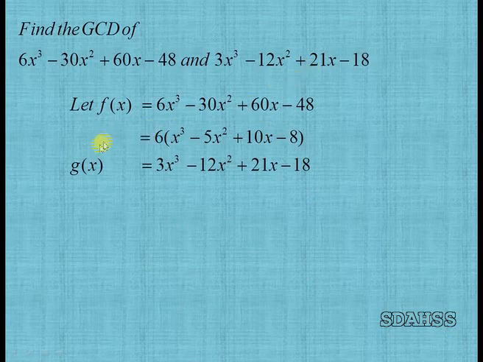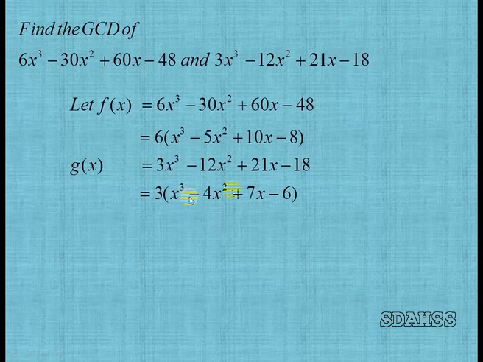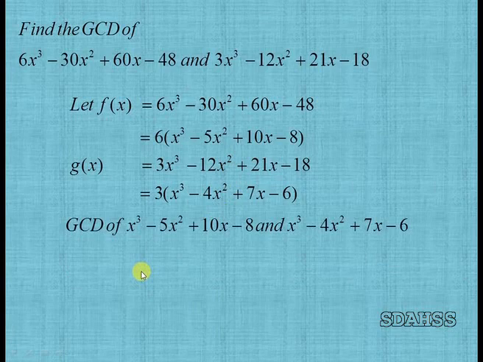The second expression should be taken as g of x. G of x is equal to 3x cube minus 12x square plus 21x minus 18. Here 3 is common, so take it outside. So this becomes 3 into x cube minus 4x square plus 7x minus 6. Now find the GCD of these two simplified expressions, that is the GCD of x cube minus 5x square plus 10x minus 8 and x cube minus 4x square plus 7x minus 6. Now compare these two expressions.